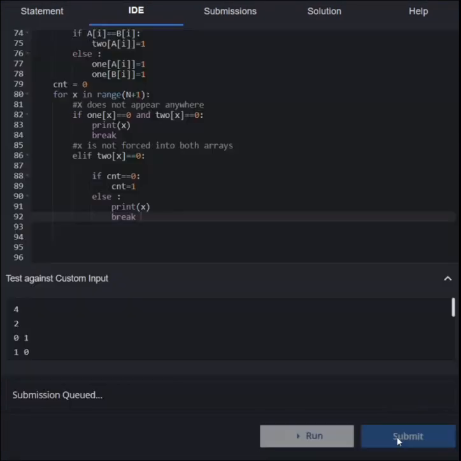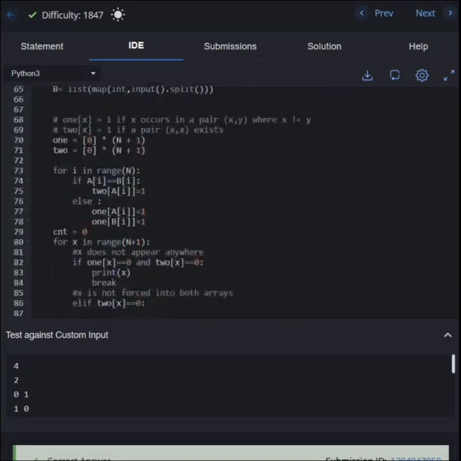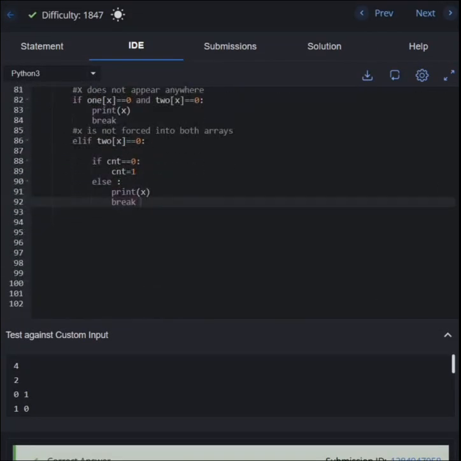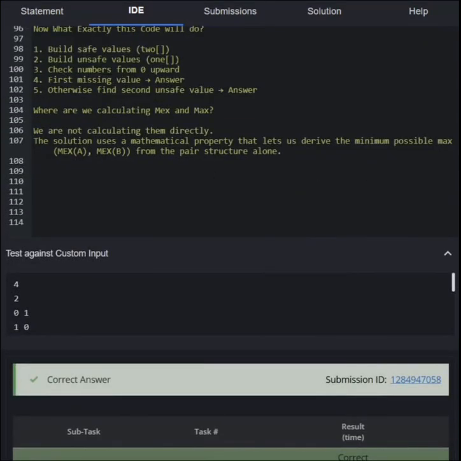Now, what exactly will this code do? First, build safe values. Second, build unsafe values. Third, check numbers from 0 upward. Fourth, the first missing value is the answer. Fifth, otherwise find the second unsafe value, which will be the final answer.